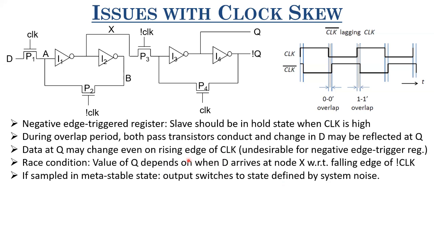However, the other problem is if it is sampled in metastable state. I mean, D is changing during this 1-1 overlap period, but it is halfway through. It is neither one, neither zero. If it is in metastable state, then Q will switch to a state which is defined by system noise. And this is the last thing that you would want in digital circuits: unpredictable outputs, right? You want your output to be well defined, whatever correct value of logic depending upon inputs. You won't want it to be unpredictable.